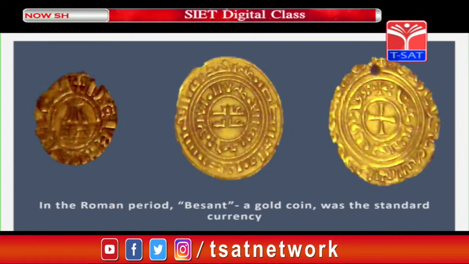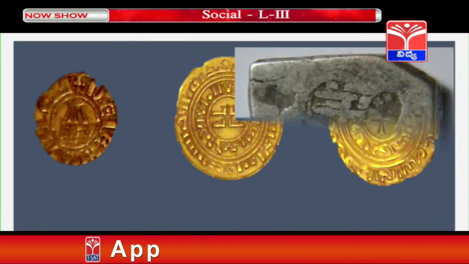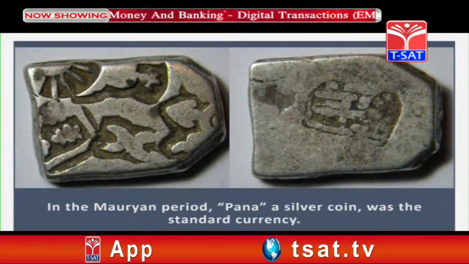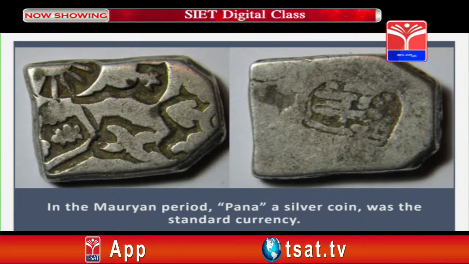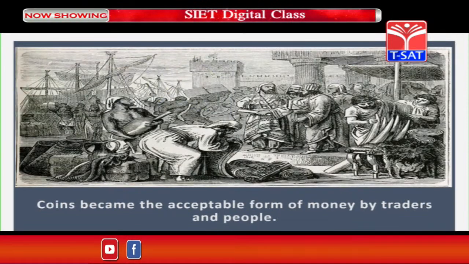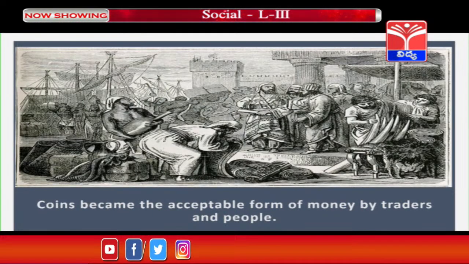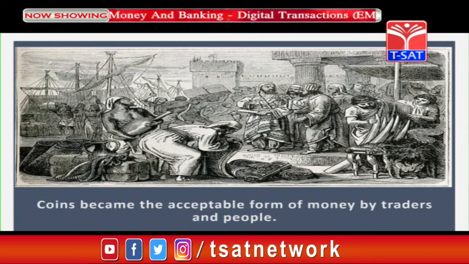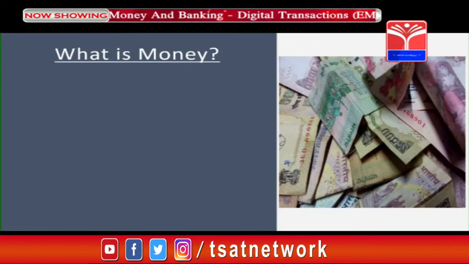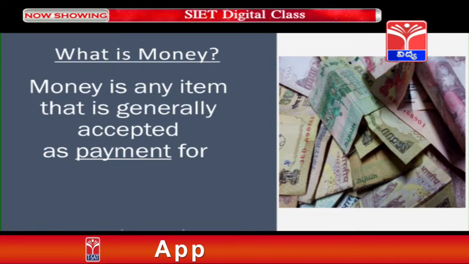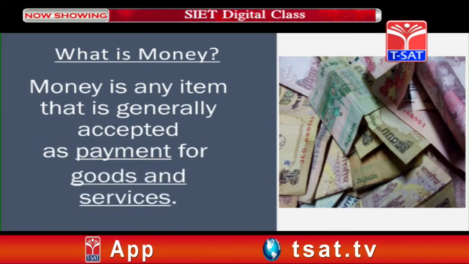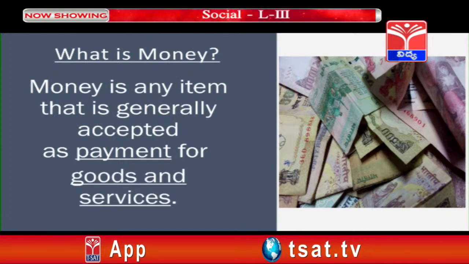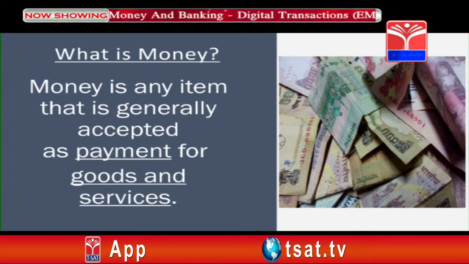In the Roman period, a gold coin called the besant was the standard currency, and in the Mauryan period, the panna, a silver coin, was the standard currency. And coins became the acceptable form of money for traders and people. So, now let me tell you what money is. Money is any item that is generally accepted as a payment for goods and services.